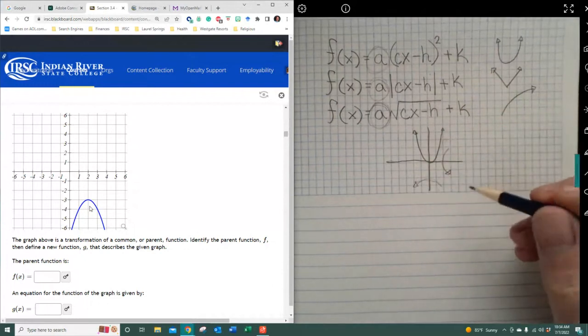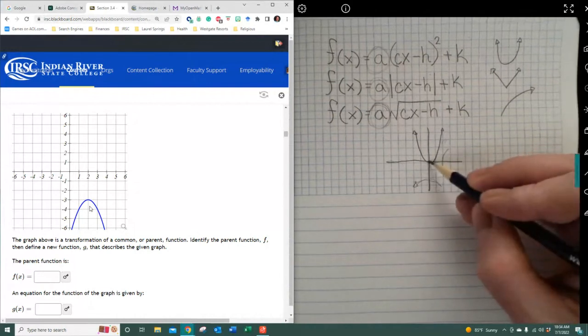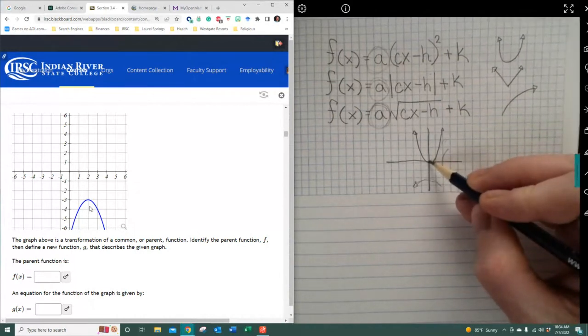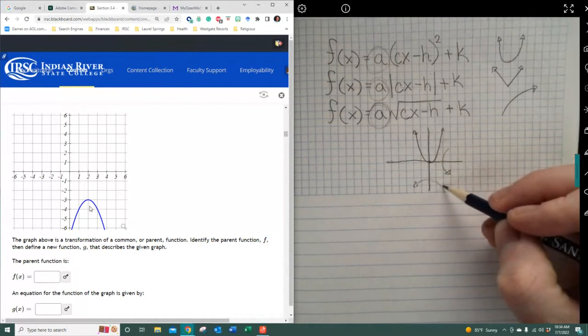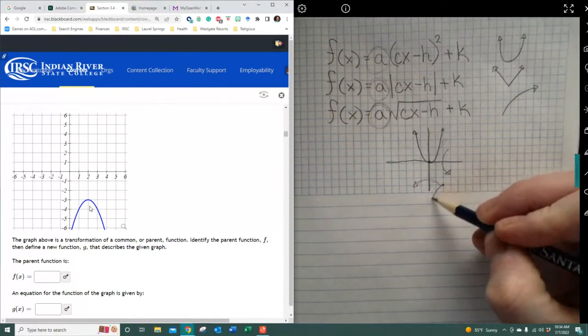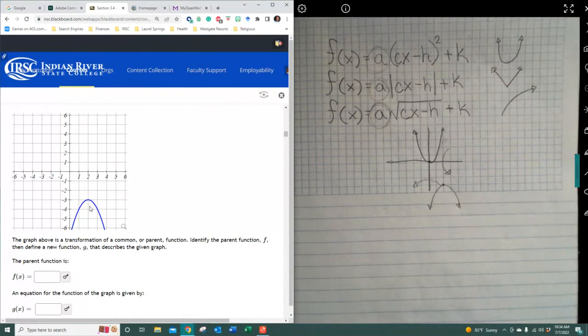Okay. Now, in this case, it did reflect over the x-axis, and the vertex right here moved down three units, and it moved over to the right two units. So it now looks like that. Okay. So what we can do then is say, well, the parent function is x squared. All right, that's the parent function.